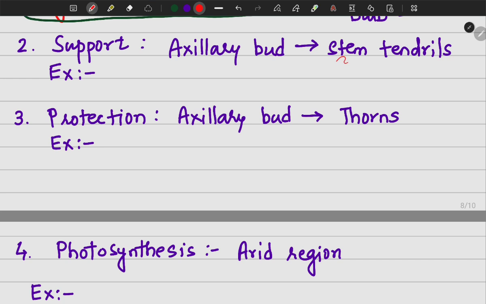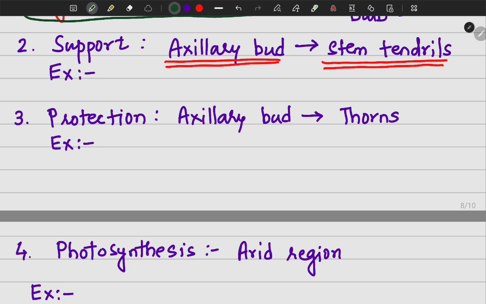For support of the plant, stem tendrils are found. These stem tendrils are formed from the axillary bud. We studied about the axillary bud in the previous lecture when we studied the stems and their characteristics. We studied that stem has two types of buds, axillary bud and terminal bud. The axillary bud has multiple purposes. It can form into any kind of structure that is required by the plant. So here for the support, the axillary bud forms stem tendrils.